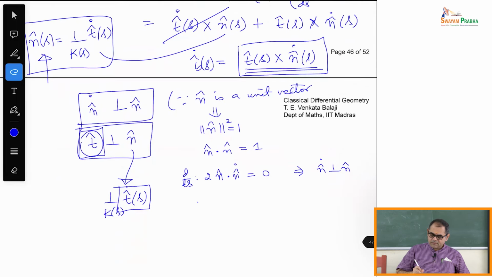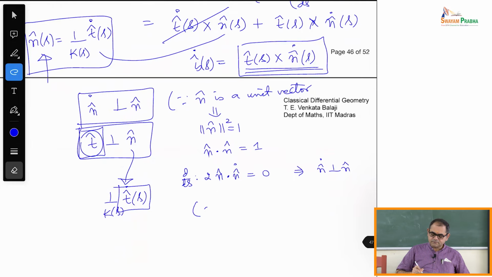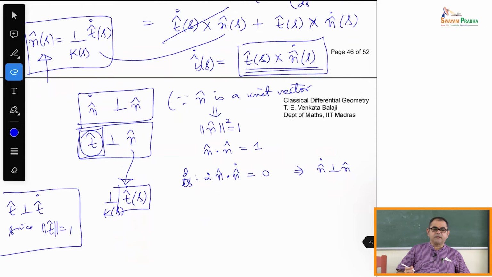Let me just write it here: t hat is perpendicular to t hat dot, since norm t hat is 1. Same reason, whenever you differentiate a unit vector, its derivative is perpendicular to the unit vector. All right, so now watch, see b hat dot, it's a cross product of two vectors, so it's perpendicular to both of them.